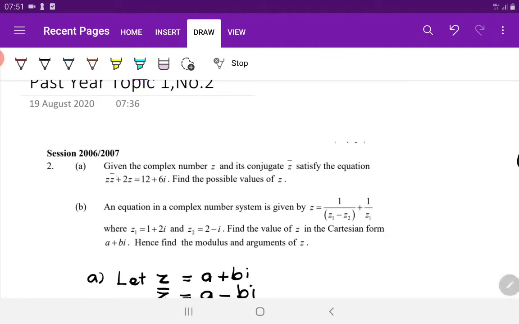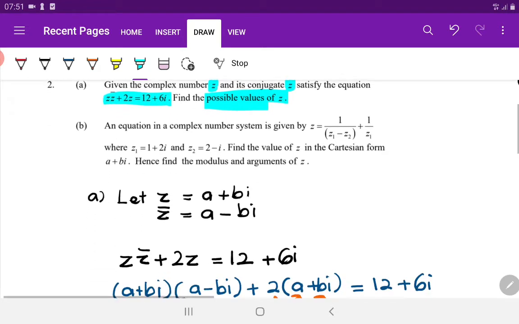Question 2A. Given the complex number Z and its conjugate Z bar satisfies this equation, find all possible values of Z. So, we need to find more than one answer for Z because they ask you to find all possible values of Z.